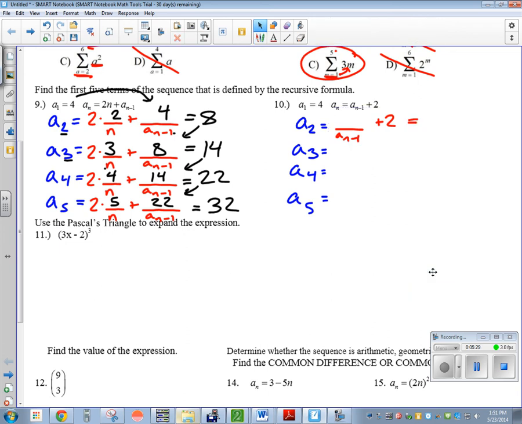Okay, so the first one, a sub n minus 1, well that's my previous answer, which in this case is 4. So 4 plus 2 gets me 6. Then I go to the next formula, and I'm going to keep going down the line.